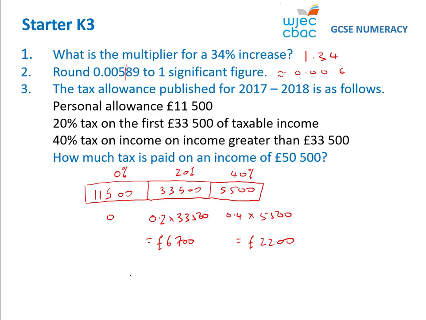When we combine those, the amount of tax is going to be 6,700 plus the 2,200, and gives us £8,900. Okay. Moving on.